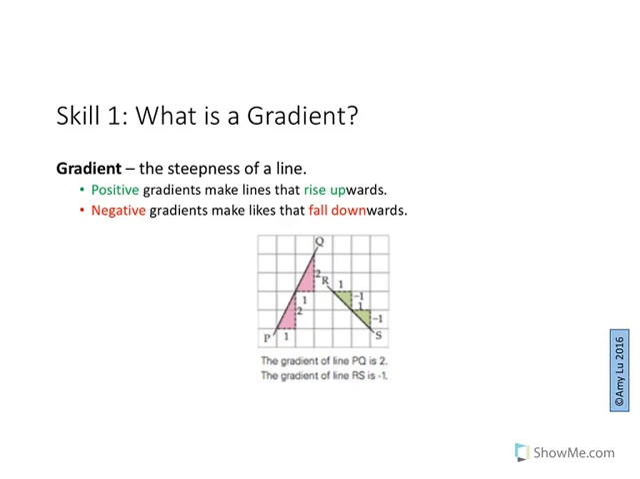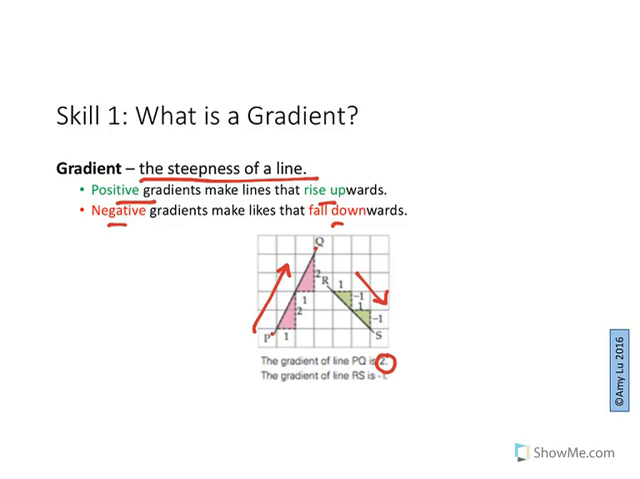So first of all, we need to talk about what is a gradient. A gradient is basically the steepness of the line, the value. Positive gradients cause lines to go upwards in this direction. Negative gradients force lines to go downwards. If we look at this example, the gradient of line PQ, which is the pink line, is 2. Gradients are represented by a number, and the higher the number, the steeper the line.